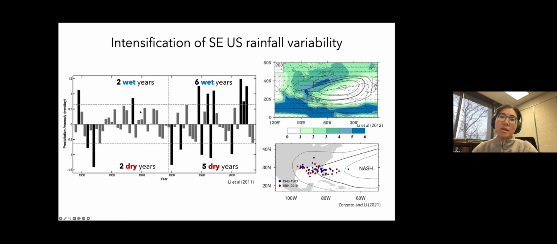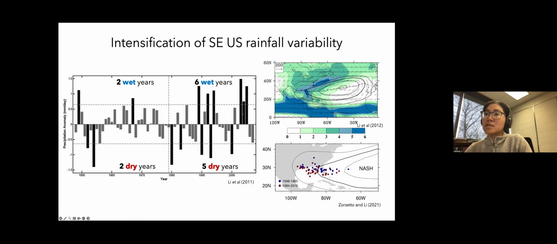For example, in the earlier period of the records, there were 2 wet years and 2 dry years. But if we look at the records post 1978, 5 dry years occur together with 6 wet years, indicating those abnormally wet or dry events tend to have at least doubled in the more recent decades. And people started to look at what causes this rainfall variability increase.